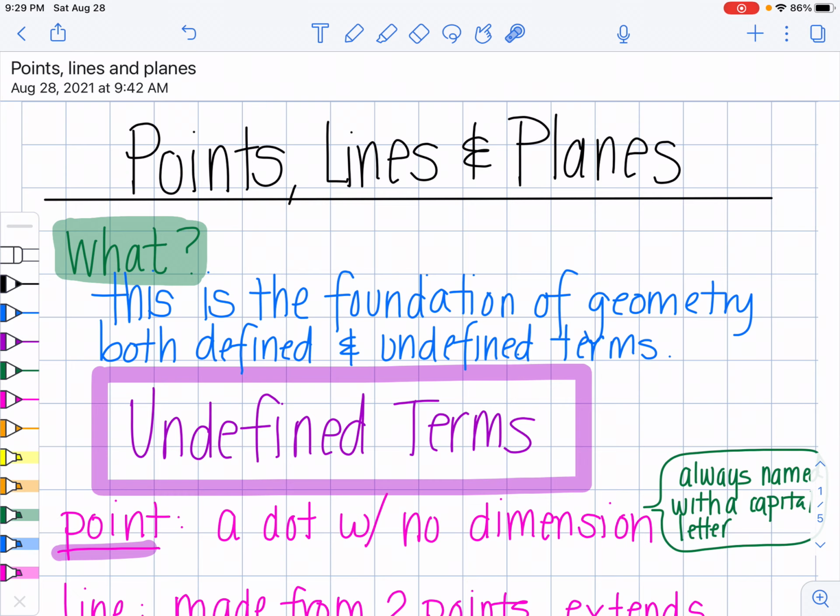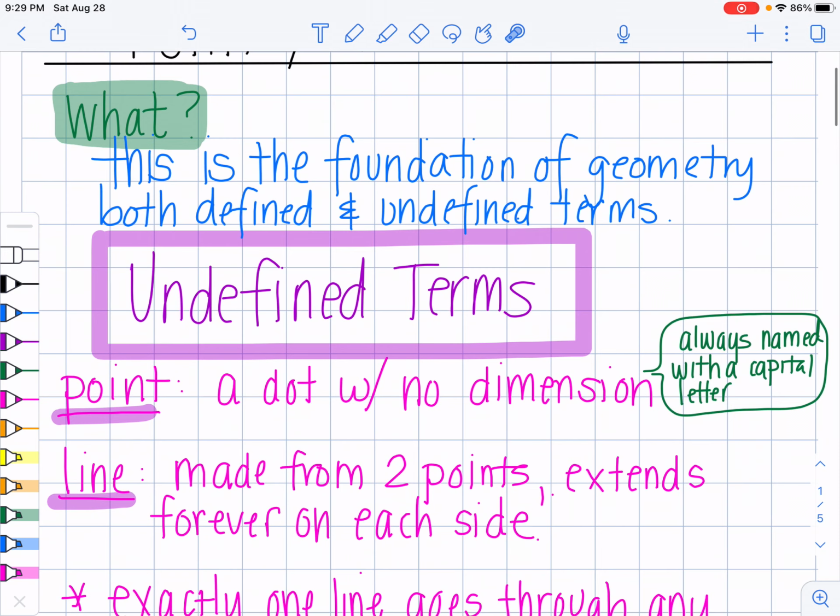So the first thing that we're going to talk about are undefined terms. Undefined terms are something that everyone agrees on, but they don't have an official definition. It's kind of weird, but points and lines and betweenness are the undefined terms.